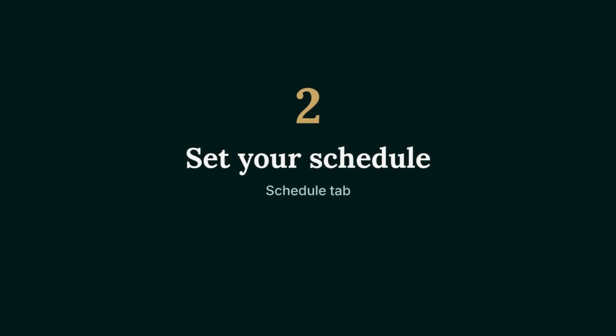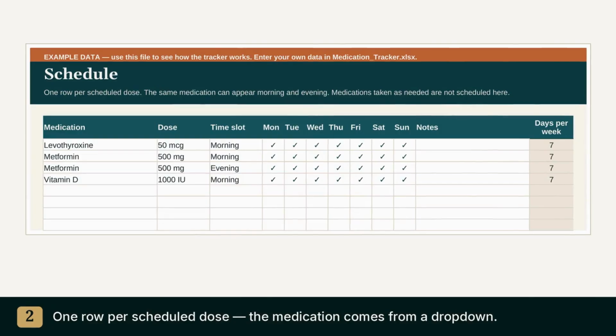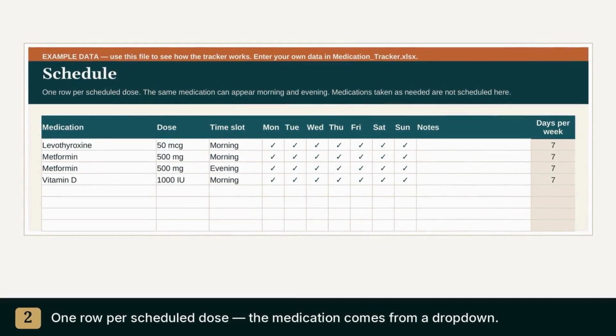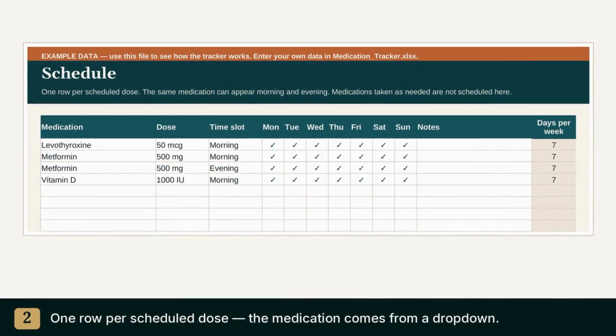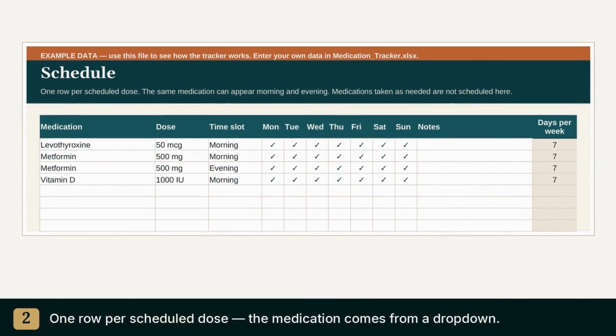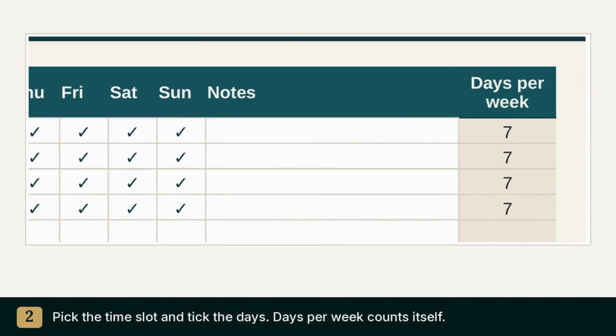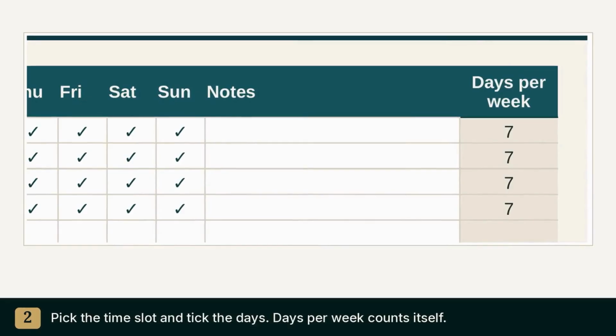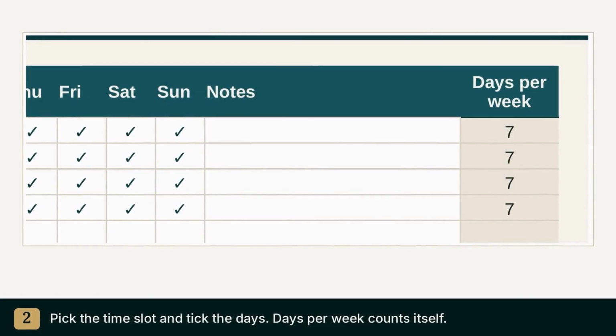Step 2. Set your schedule. 1 row per scheduled dose. The medication comes from a drop-down, so it always matches your list. Pick a time slot, then tick the days of the week. The days per week column counts itself.